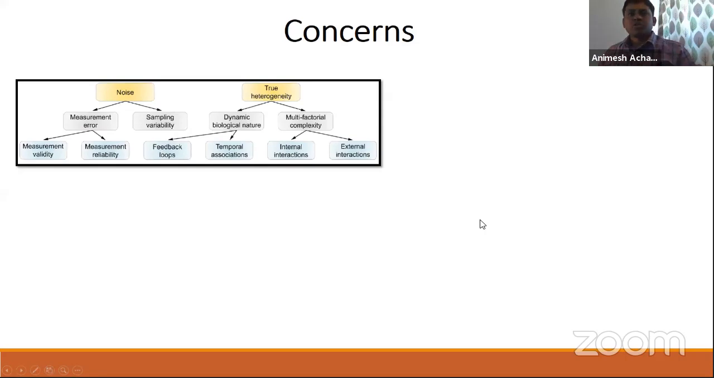There are concerns. One concern is noise. The data is created by us, so data will be noisy. There will be variability in your data. Your measurement error, your sampling error, your heterogeneity, your dynamicness of data will be there. So be careful about what you are trying to achieve.